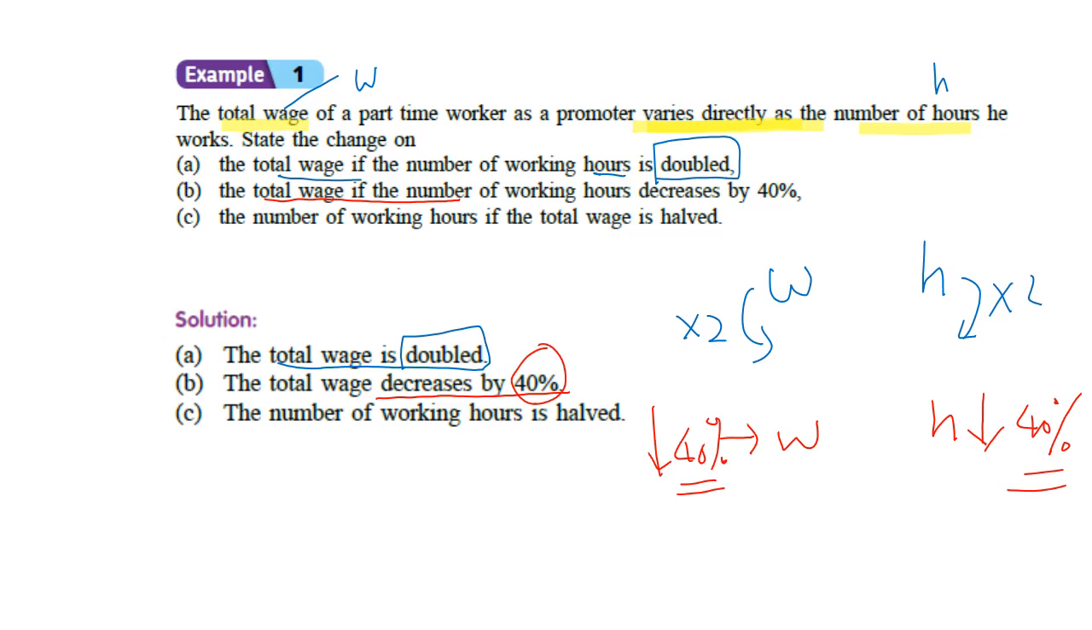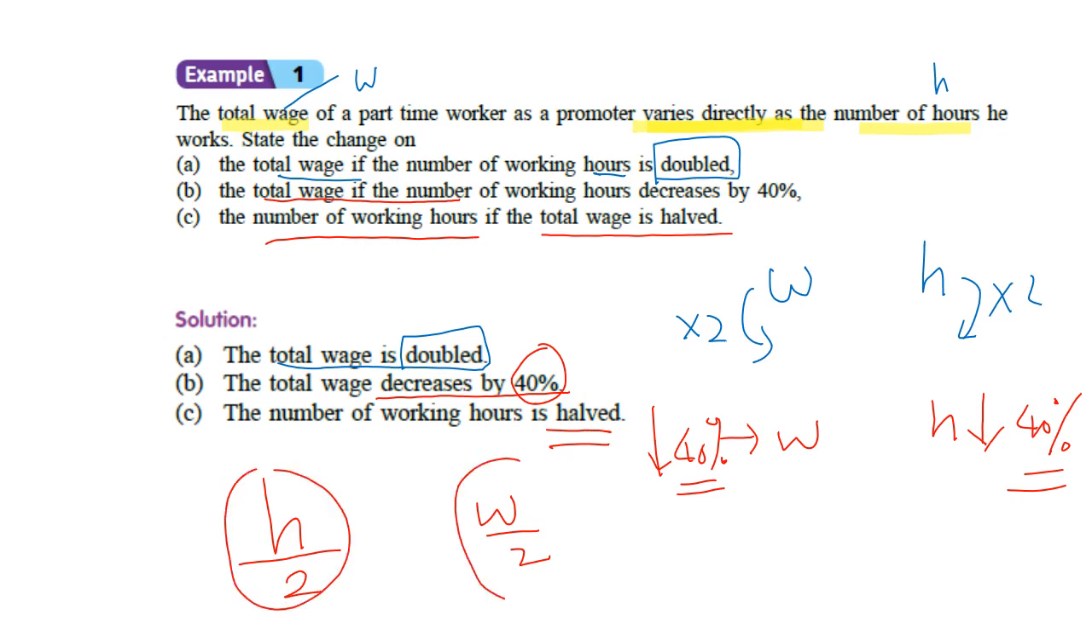For part C, state the change on the number of working hours if the total wage is halved. So when the total wage becomes half, of course the number of working hours also will be half, fair and square. When your wage is half, your number of working hours also will be half. So that is the direct variation in this example.